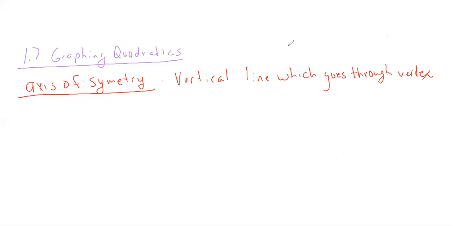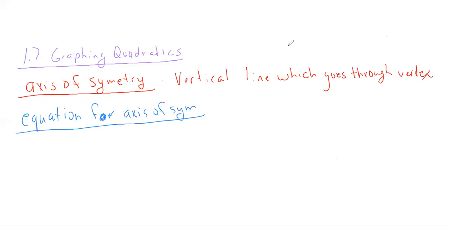So, to find the equation for the axis of symmetry, we use a very simple formula. It's x equals negative whatever b is over 2a. And that is your axis of symmetry.